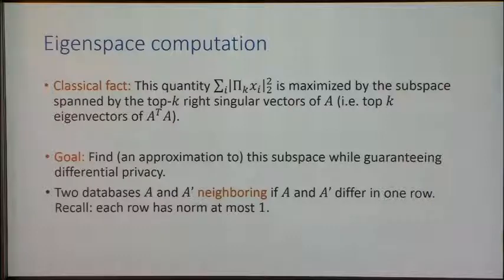So obviously I won't define differential privacy, except to say that since the model we are looking at is where each person contributes a row, two matrices are neighboring if they differ in one row.